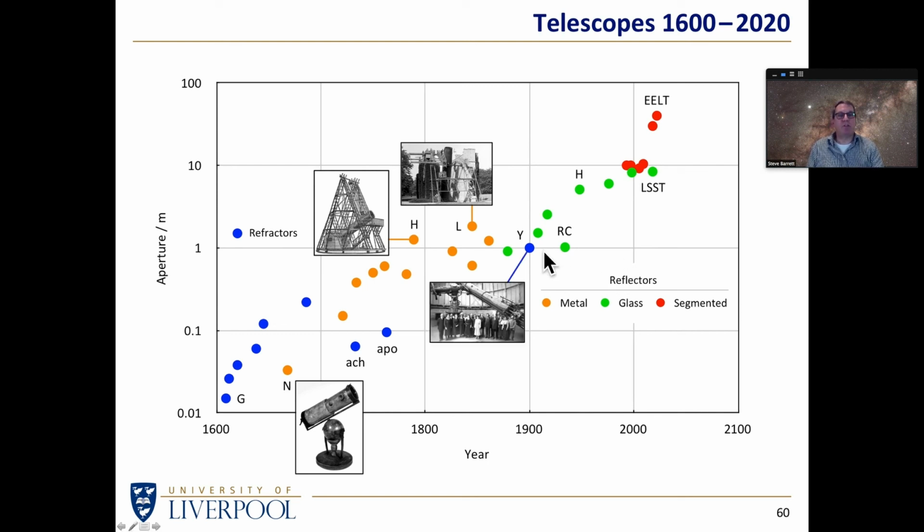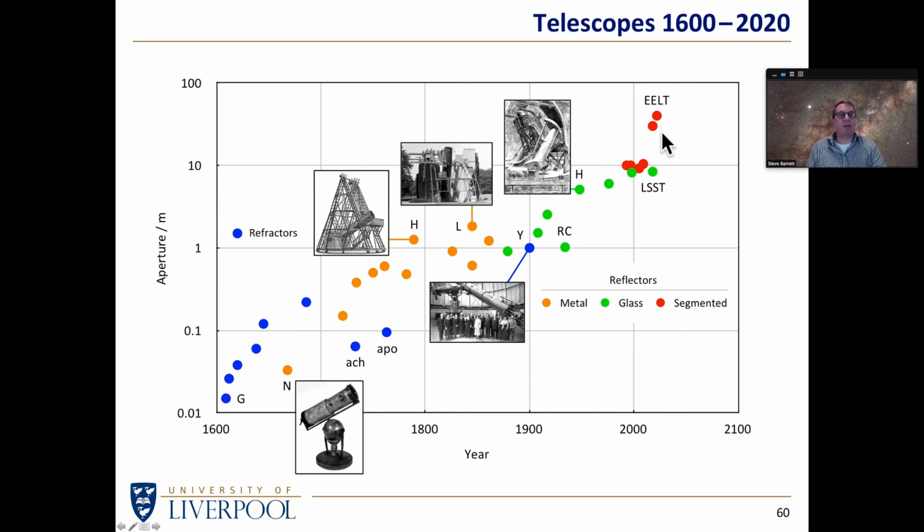Just to the right of that, in the early 1900s, we have the first use of a Ritchey-Chrétien telescope. You can see that predates by a few years H here, which is the 200-inch Hale telescope. So although Ritchey-Chrétien hyperbolic mirrors were put into use there, Hale was the last parabolic mirror.